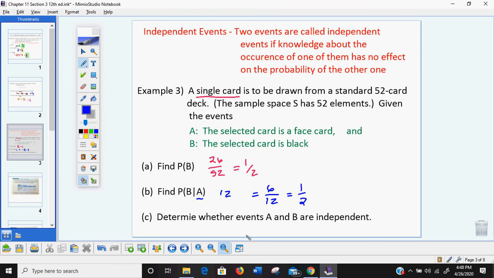Determine whether the events are independent. Well, they are going to be independent. One did not affect the other. They could be black, and it still would not affect the fact that it's a face card. When you're only drawing one card, then it really doesn't affect it.